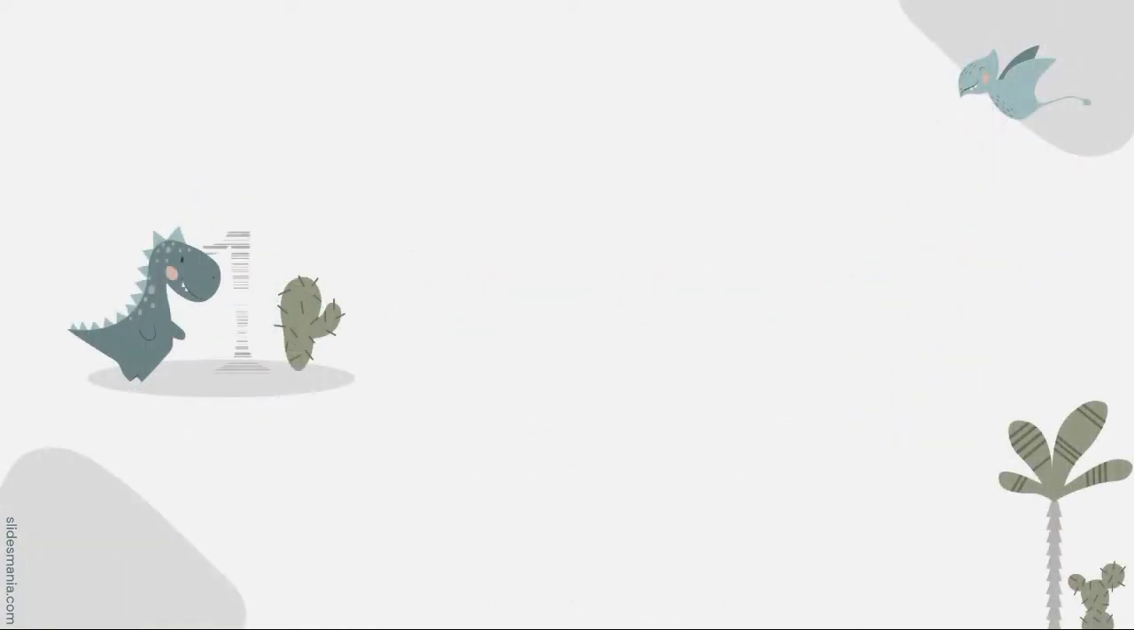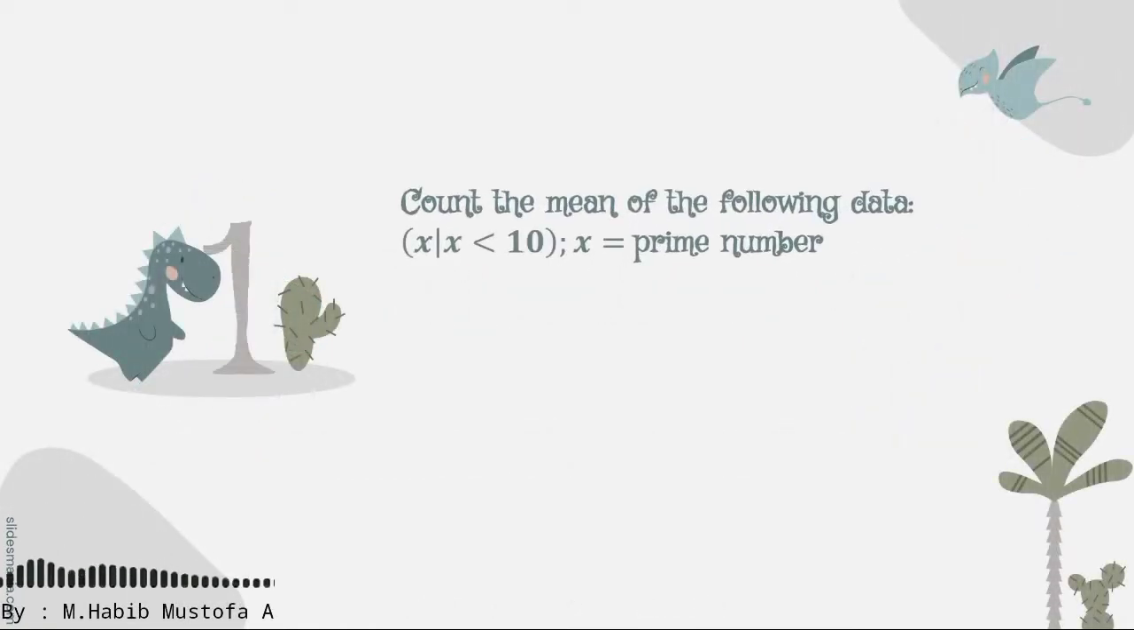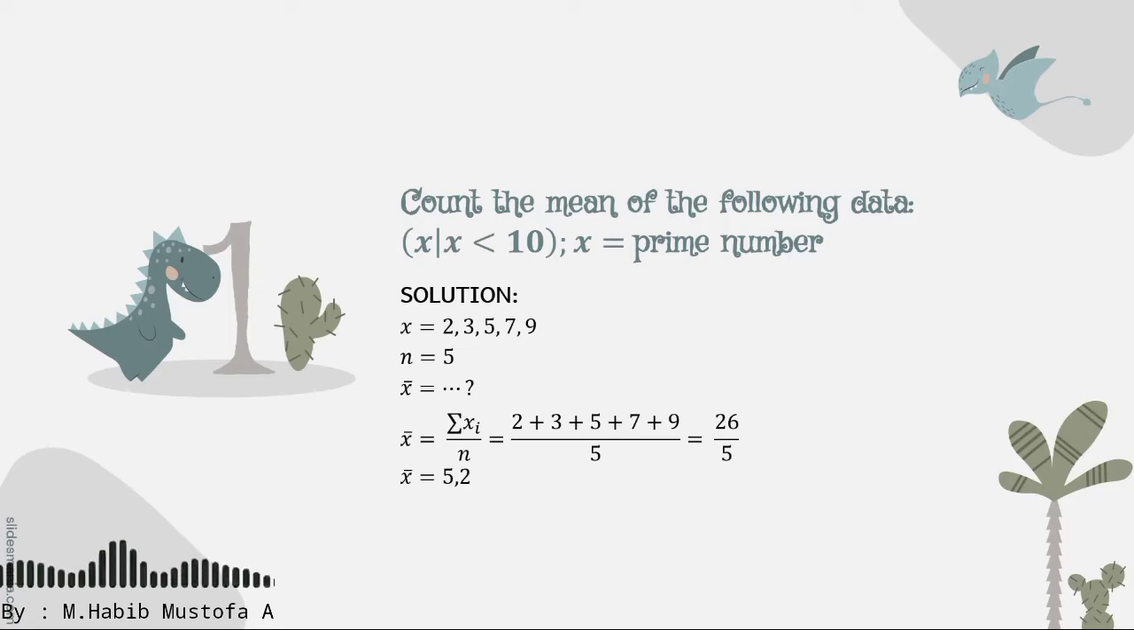Here, I want to give you some exercises and then we discuss the answers. The first question. Count the mean of the following data x where x is less than 10 and x is a prime number. Let's answer the question. From the question we can see that x is a prime number which is less than 10. So we know x is 2, 3, 5, 7 and 9. There are 5 data of x, so n is 5.